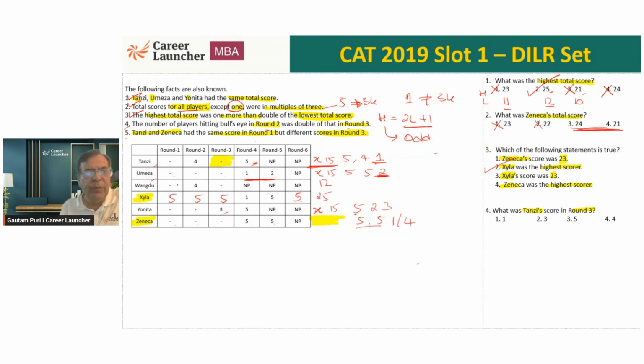And what does that mean? It has to be 4, 4, 4. ठीक है? 2 सवाल जल्दी कर लिए. Now question number 2 and 4 is what we are trying to do. Okay. Let's move forward.